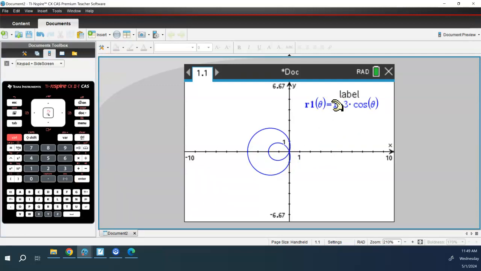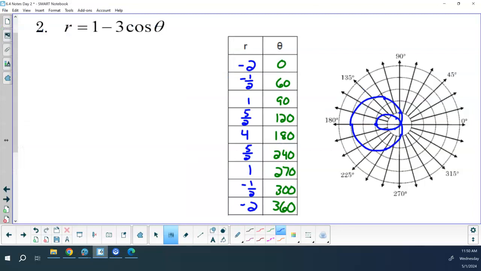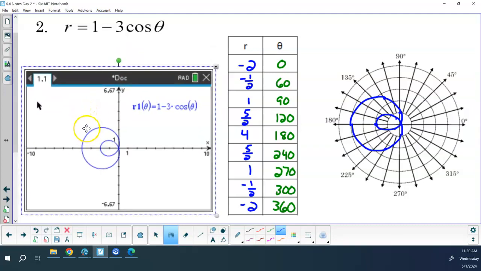The nice thing about these polar graphs is they can get funky. Like on Friday, we'll get into some leaves and rose petals. Love it. Good times.